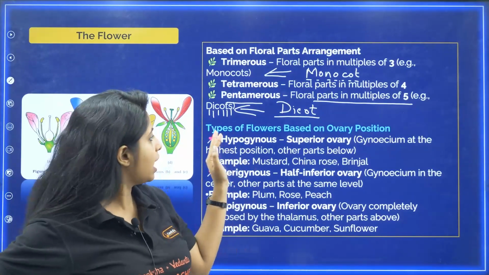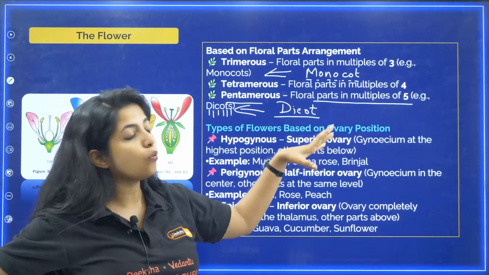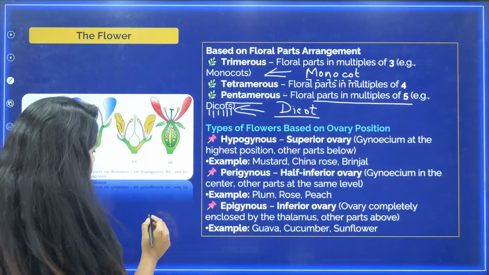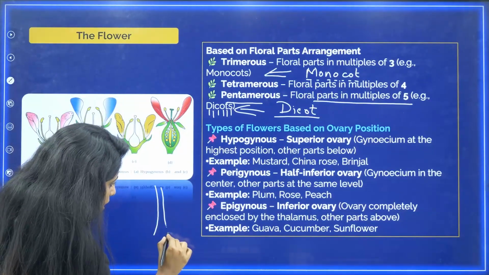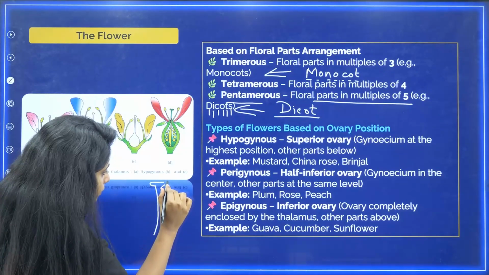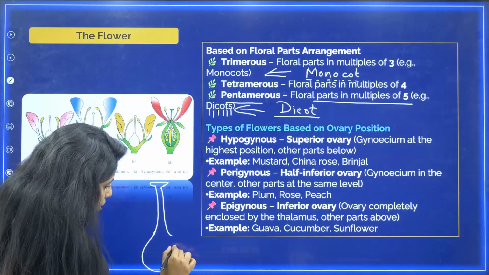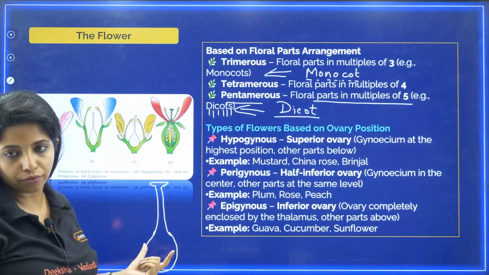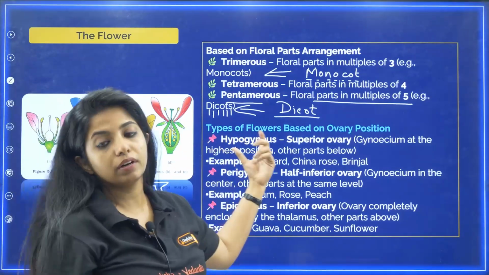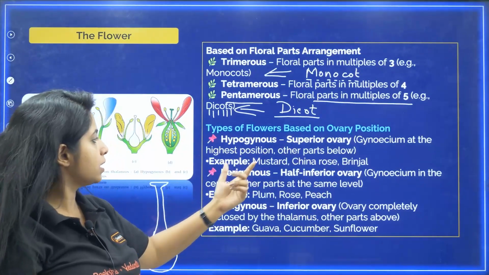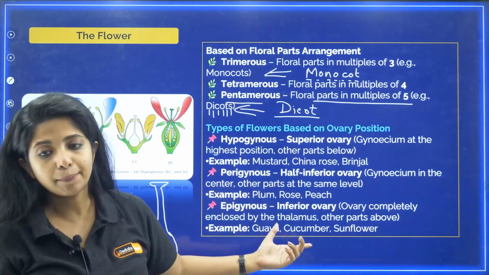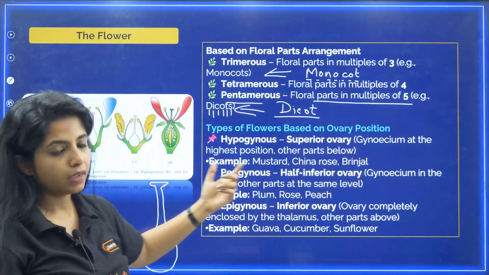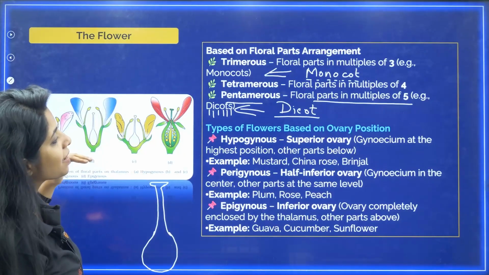Cool. Now we have types of flower based on ovary position. In the case of the gynoecium, this is the structure. There is style, there is stigma, and there is ovary over here. On the basis of the position of the ovary, you can define different types of flowers. One is hypogynous, then there is perigynous, and there is epigynous. Hypogynous, as in superior ovary is there. Gynoecium at the highest position.